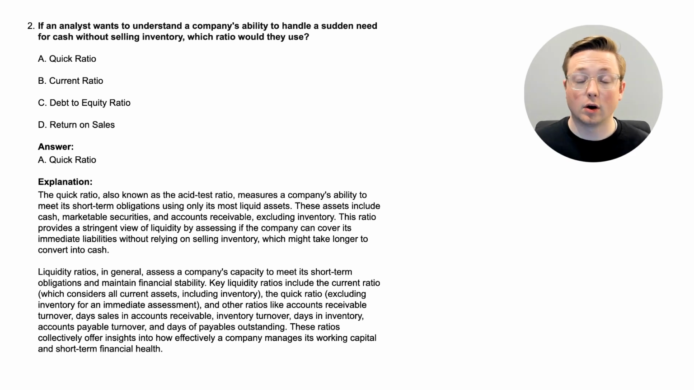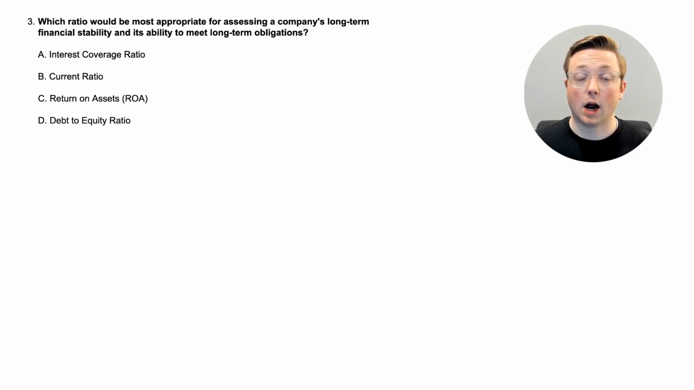And liquidity ratios are all about how quickly are we getting money, how quickly are we paying money, and again, it's the short-term stuff. Now let's go to the next question to learn about another type of ratio category. All right, here we are at question 3. Which ratio would be most appropriate for assessing a company's long-term financial stability and its ability to meet long-term obligations?